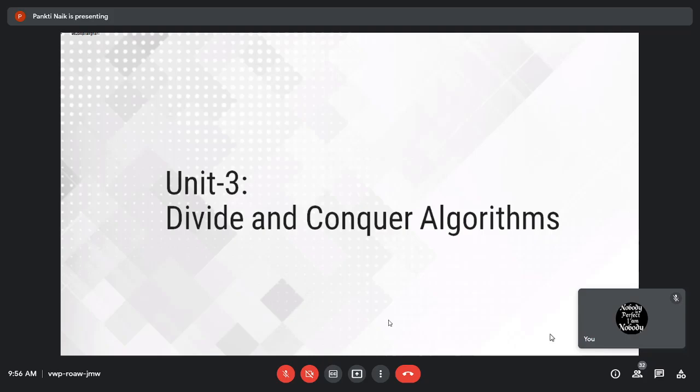Right? So this is about your first chapter. Then the second chapter will be conducted by Kushal sir. So I start with the third chapter, that is divide and conquer algorithms.